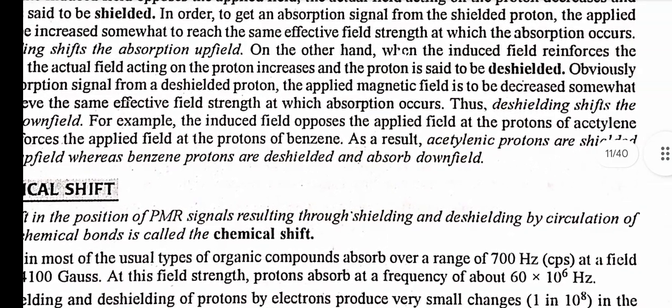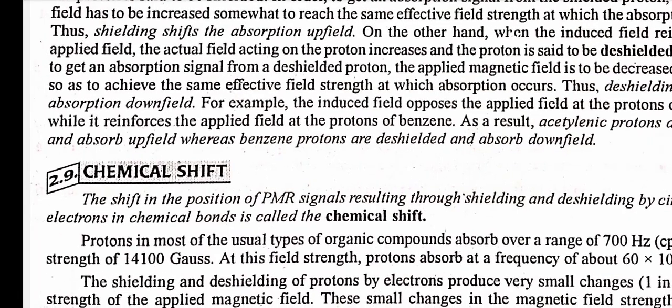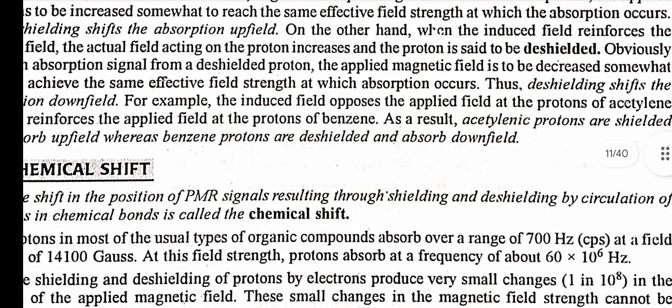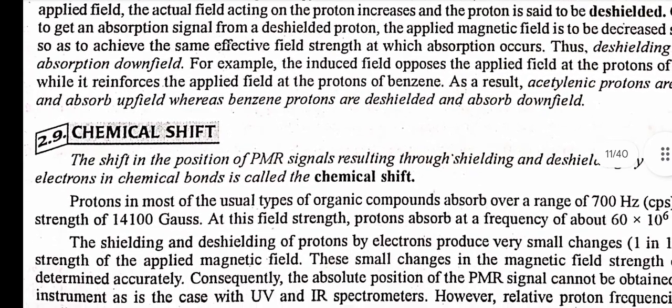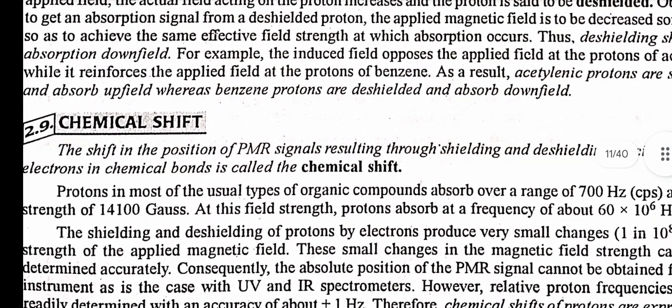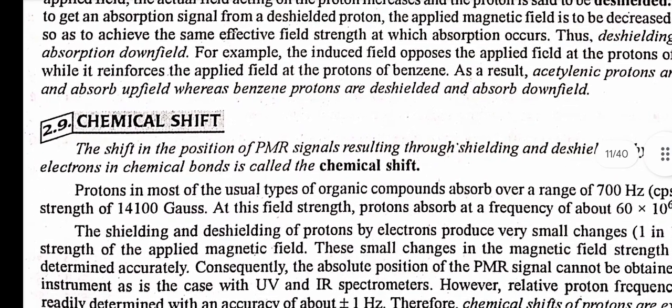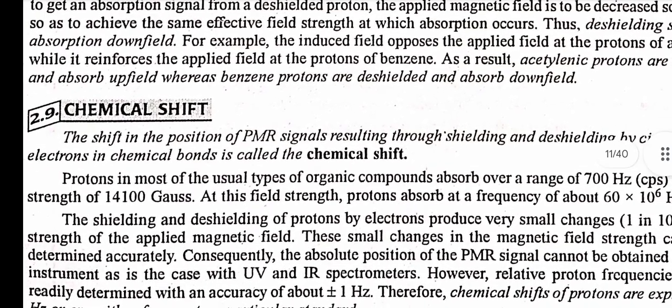On the other hand, when the induced field reinforces the applied field, the actual field acting on the proton increases and the proton is said to be de-shielded. Obviously, to get an absorption signal from a de-shielded proton, the applied magnetic field is to be decreased somewhat so as to achieve the same effective field strength at which absorption occurs. Thus, de-shielding shifts the absorption downfield.